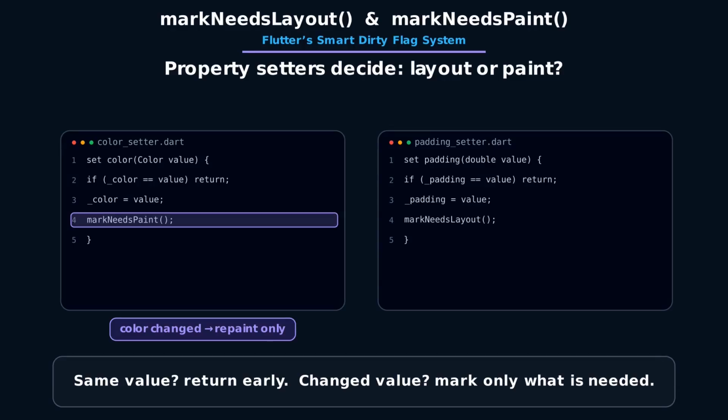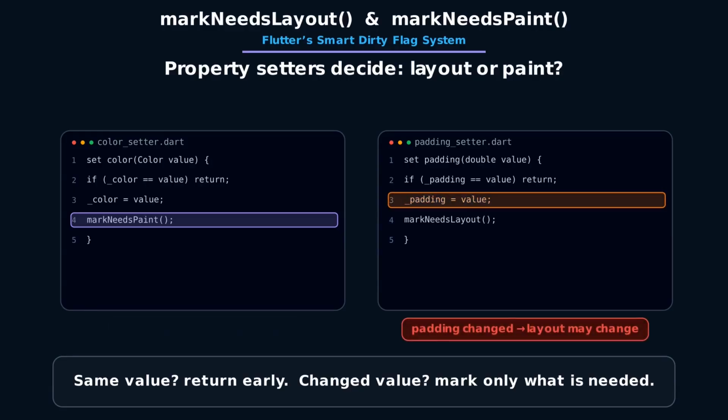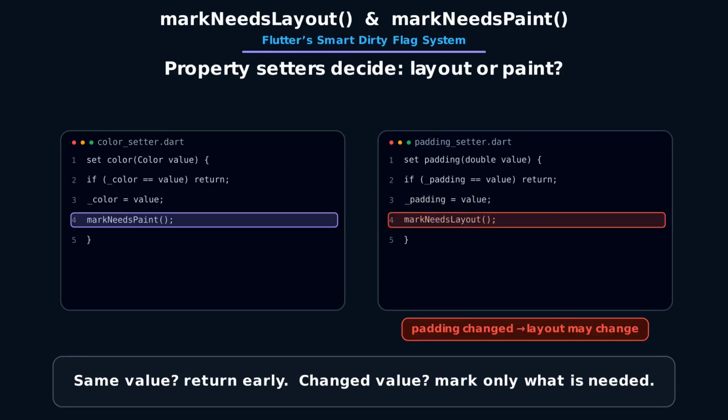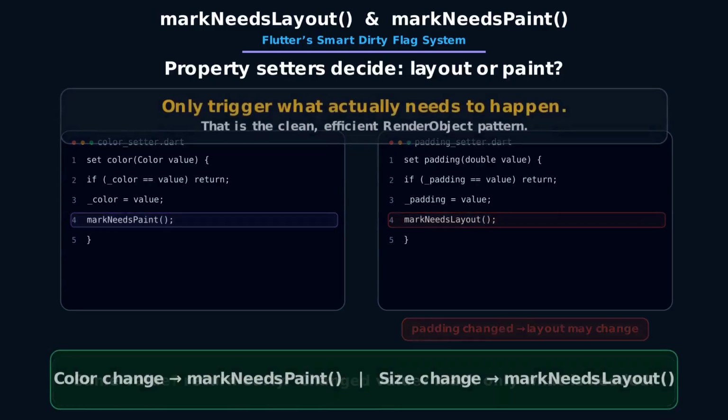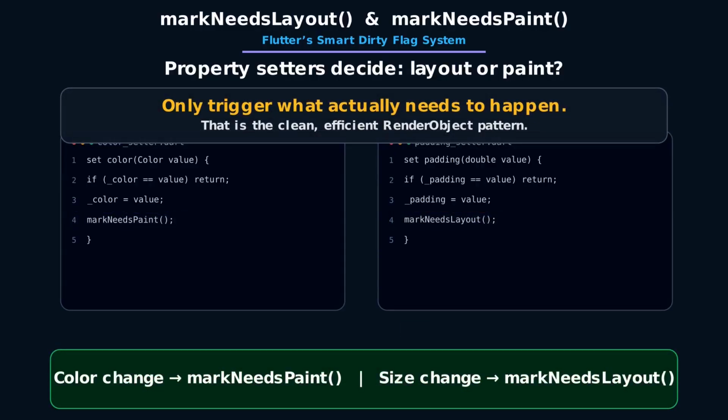This tells Flutter to only repaint this widget without going through layout again. For the padding setter, same idea, we skip if nothing changed. But this time we call markNeedsLayout because changing the padding can affect the size, so Flutter needs to redo the layout as well. This distinction is really important for performance. Only trigger what actually needs to happen.